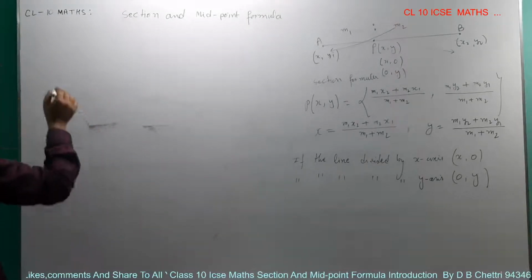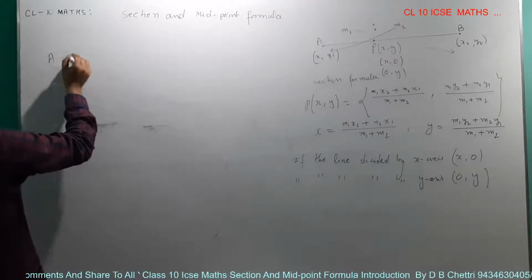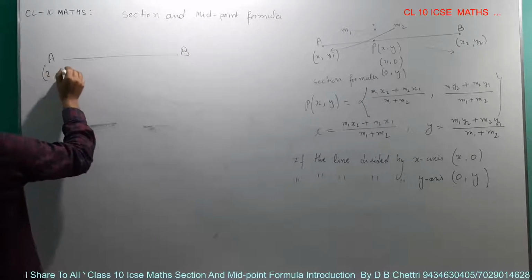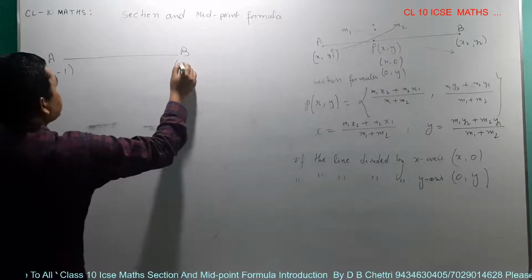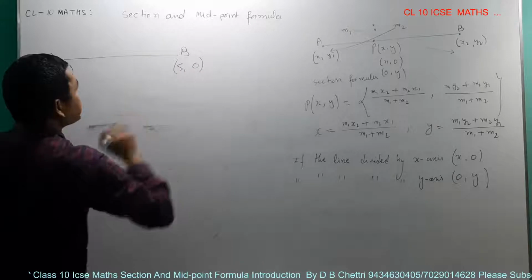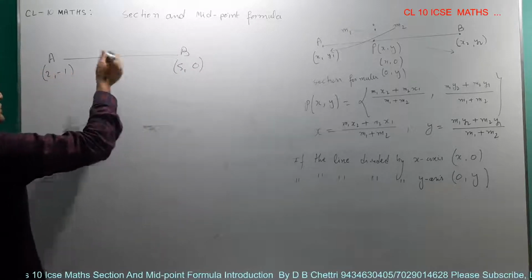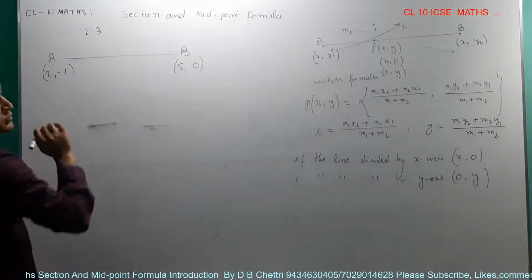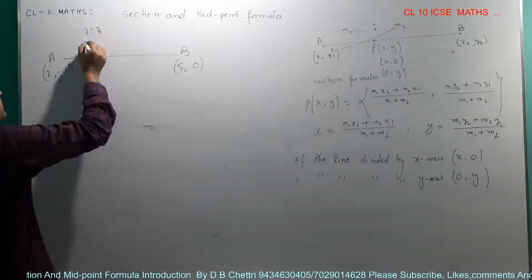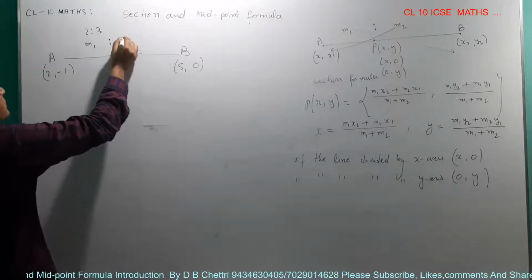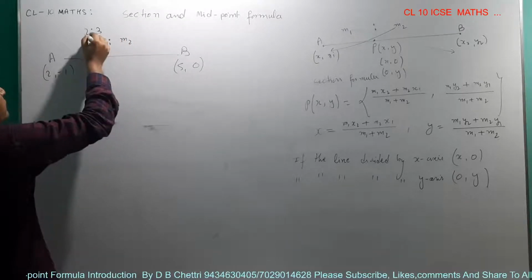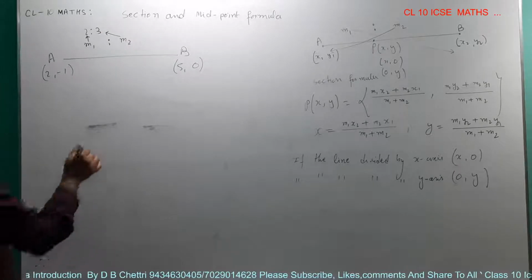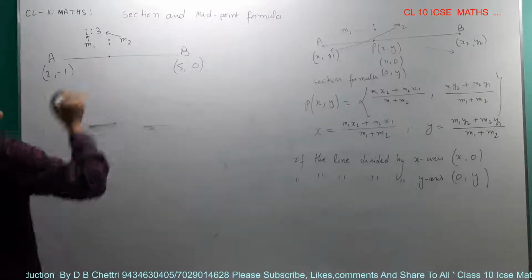Now, section formula. Suppose A and B. Suppose the coordinate of A is (2, -1), the coordinate of B is (5, 0), and the ratio is given. Suppose the ratio in which the line is divided is 2:3. That means m1 is to m2, this is the value for m1 and this is the value for m2. Then the question asks to find the coordinate of the dividing point.